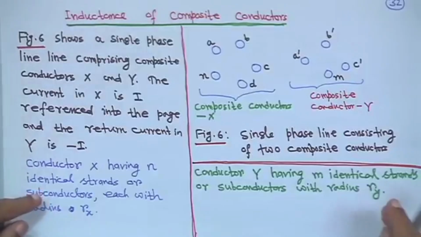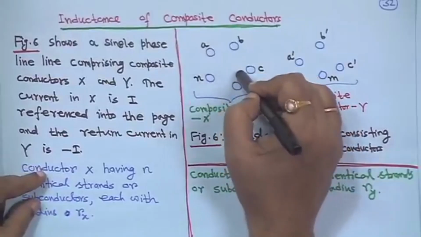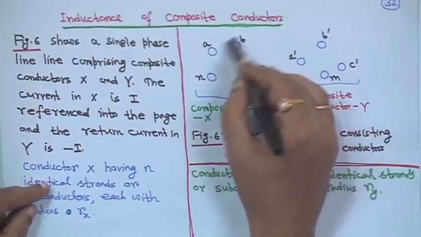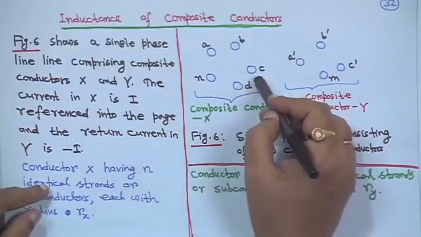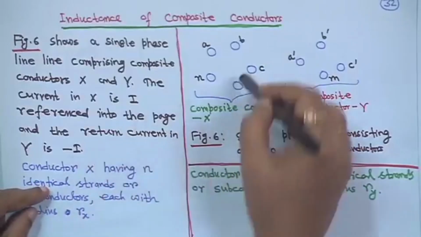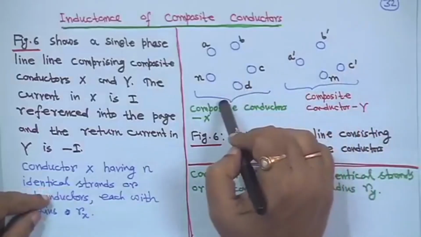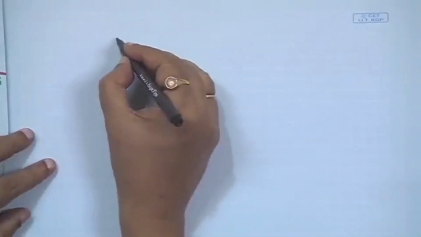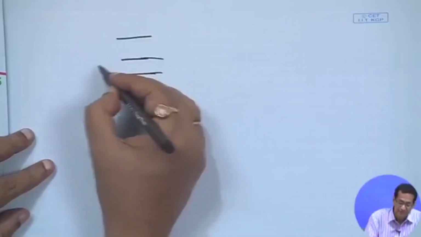And suppose the total current in this group is I, directed into the page, and the return current is minus I. That means if one is entering the page, the other is leaving the page. So, the total current is I, and here it is the return.